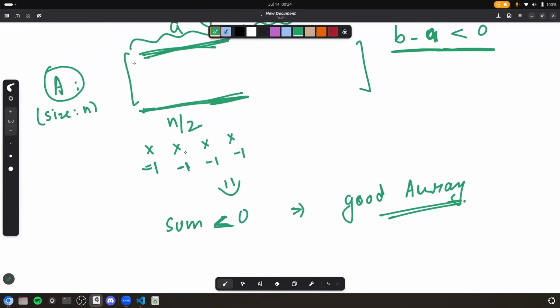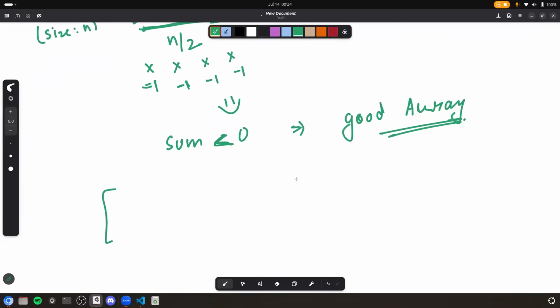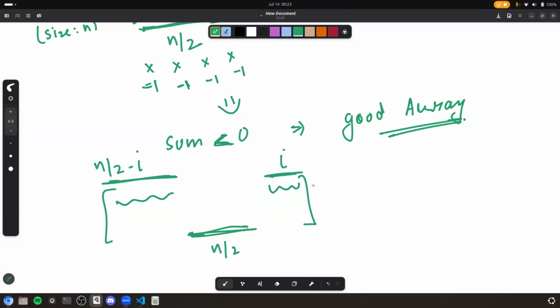And for choosing the cyclic subarray, we can choose it like this, or maybe we can choose some elements from here and then some elements from here. Let's say some I elements from here, or n by 2 minus I elements from here. So both of these are a valid form of choosing the n by 2 size subarray. We can now multiply these elements by -1, and if the sum becomes negative, then the array is a good array.